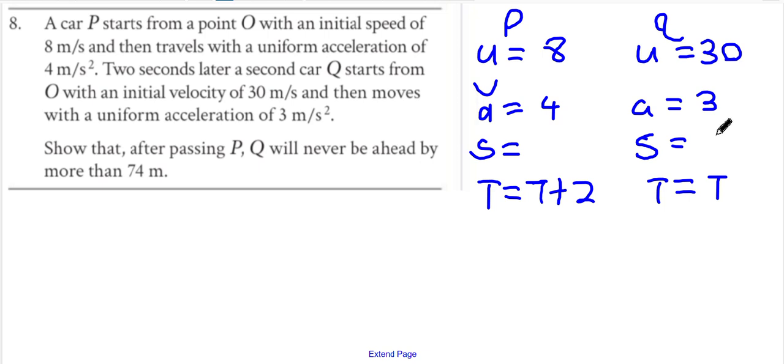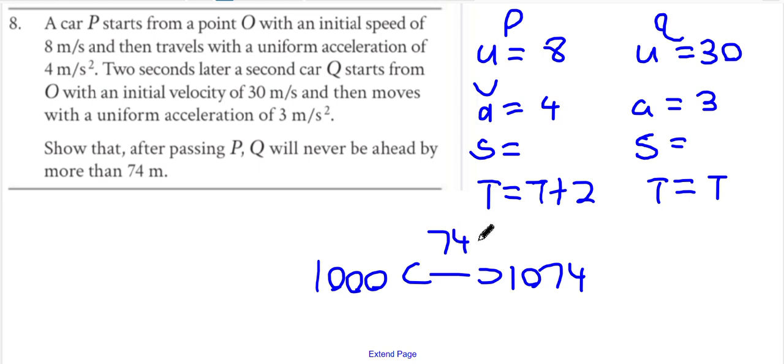No. That's the difference in their distance covered. So imagine one of them covers 1,000 meters and the other one covers 1,074 meters. One of them is 74 meters in the lead. That's all that means. I'm not saying that's what they cover, I'm saying that's what they're telling you. At one moment in time, Q is in the lead over P, and it's 74 meters in the lead.